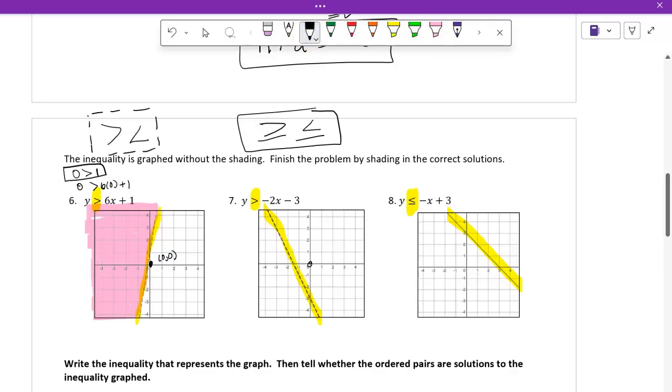Here, if I test out my point 0, 0, and this is just easiest to plug in because it makes everything cancel out. So it would make this negative 2x cancel out. Is 0 greater than negative 3? Yes, that is a true statement. So here is my solution region.